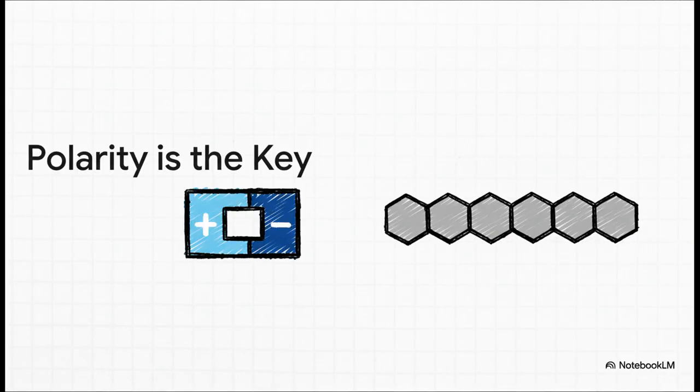Remember how we said water is a polar molecule? It has those slightly positive and slightly negative ends, kind of like tiny little magnets. Oil, on the other hand, is made up of long chains that are nonpolar. No charged ends at all.